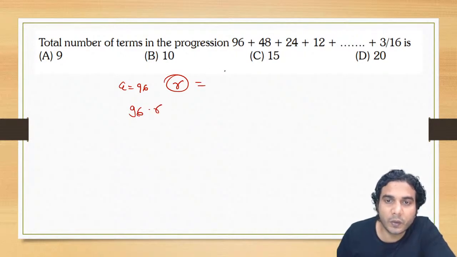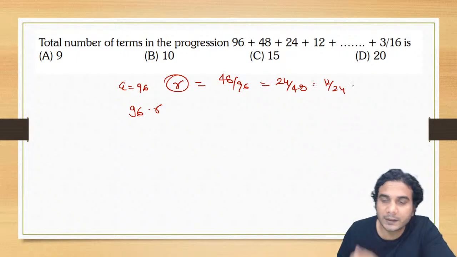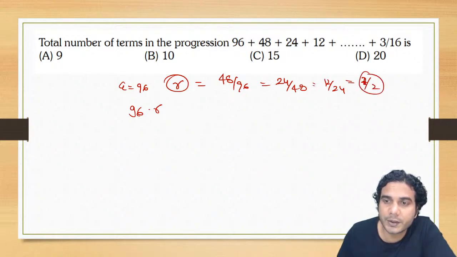Okay, so R is equal to what? R is equal to 48 upon 96, right? Or you can write 24 upon 48, or you can write 12 upon 24, any one of these. So what is this value? This is 1 by 2. So the common ratio is nothing but 1 by 2. So we have got the common ratio, so R raised to the number of terms, let's take n.